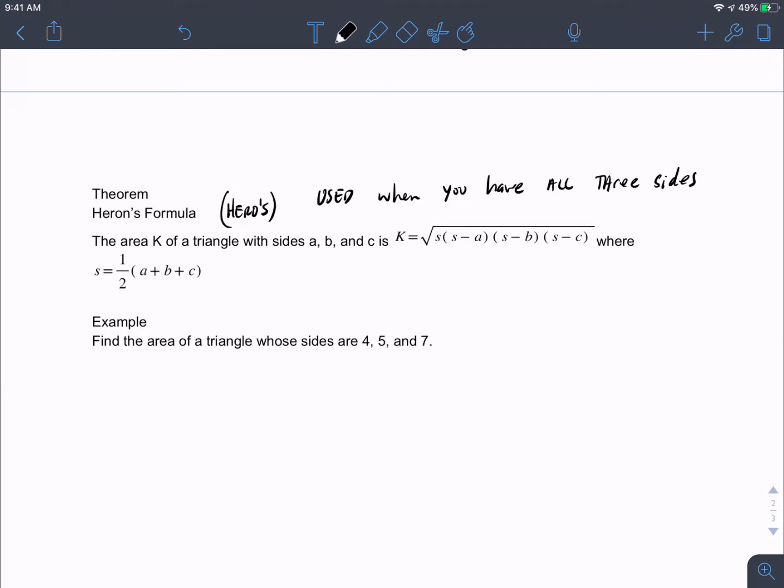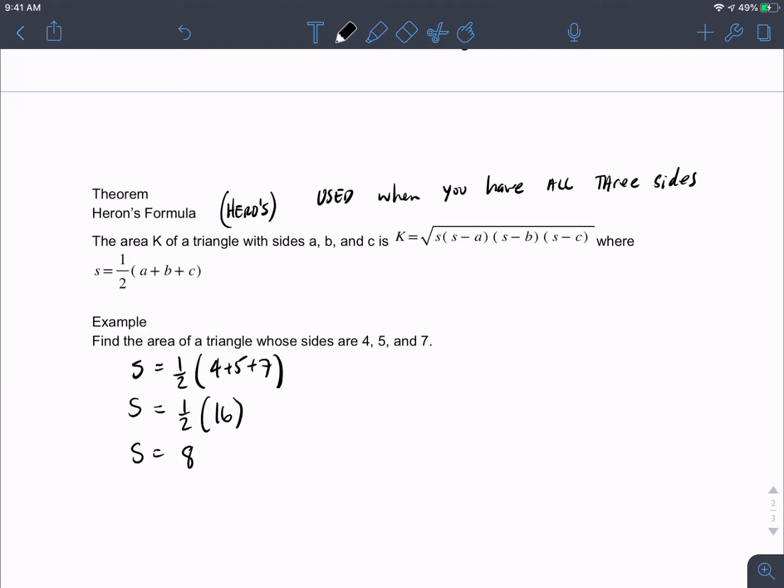The area, K, is equal to the square root of S times the quantity S minus A times the quantity S minus B times the quantity S minus C. And then it tells us how to find our value S. And so this value S, let's do this example and find it. So that's going to be 1/2 the three sides summed. And so my S is going to be 1/2 of 16. So S in this problem is going to be 8.